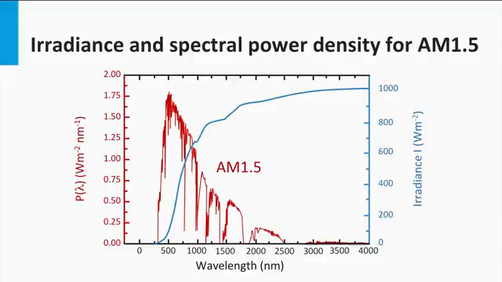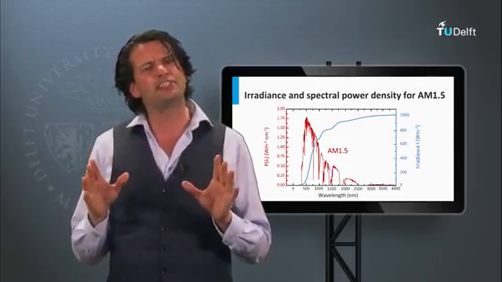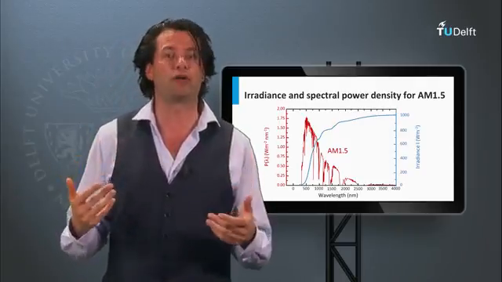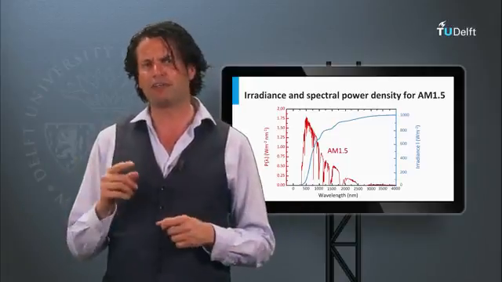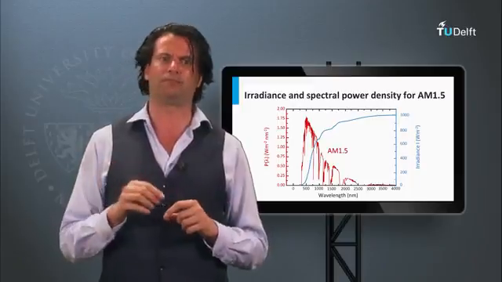The blue line is the integration of 0 up to lambda, and you see that the area below the spectral power density up to 4000 nanometers is equal to 1000 watts per square meter, as expected for the AM 1.5 spectrum. The irradiance tells us something about power per unit area. However, we can consider light as a number of photons as well.